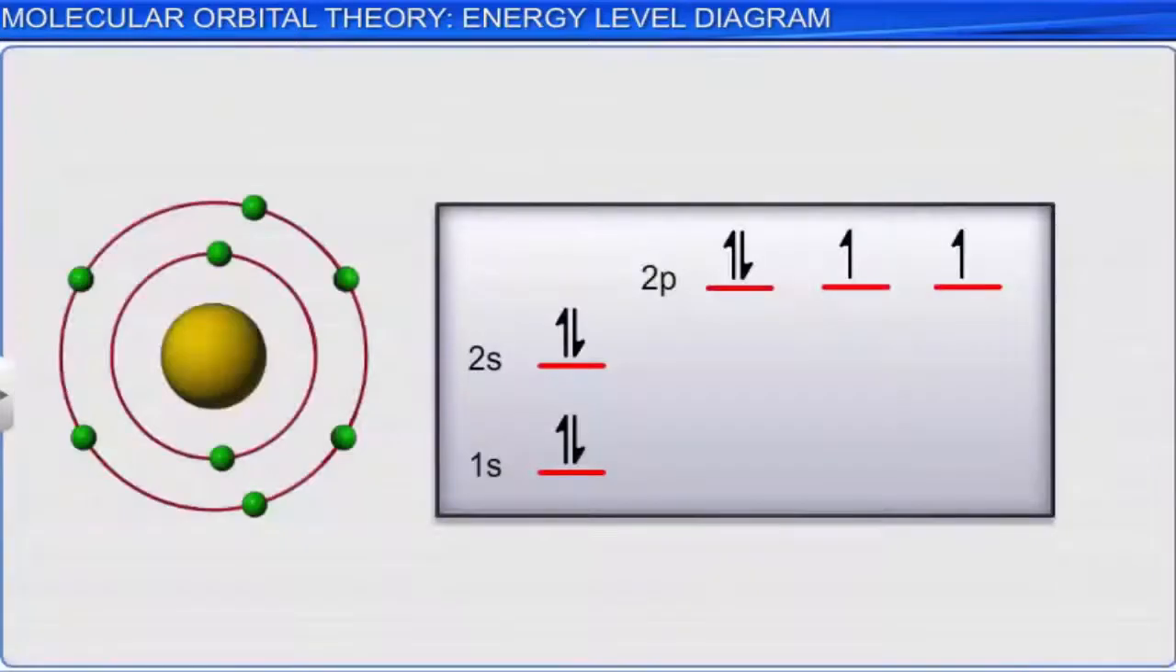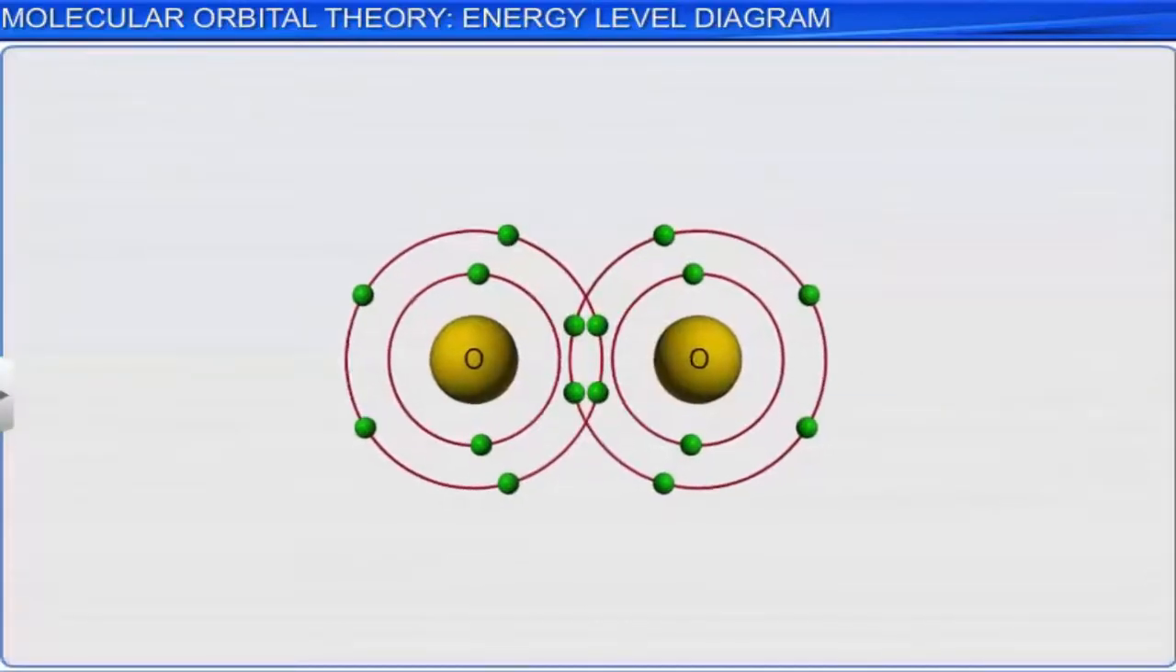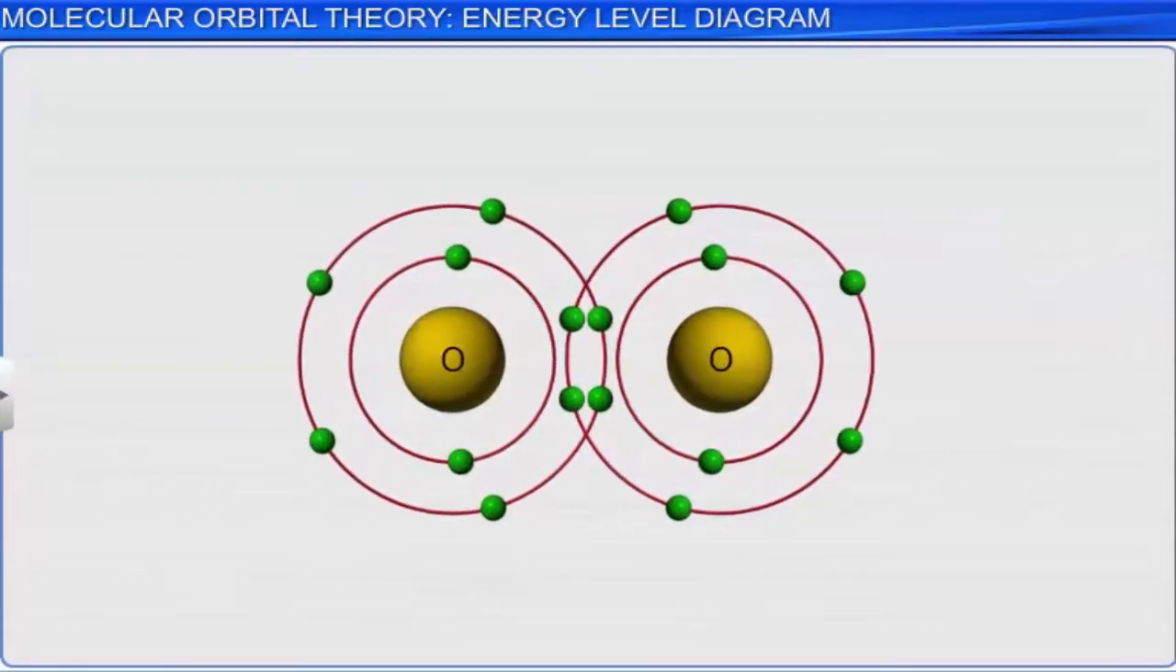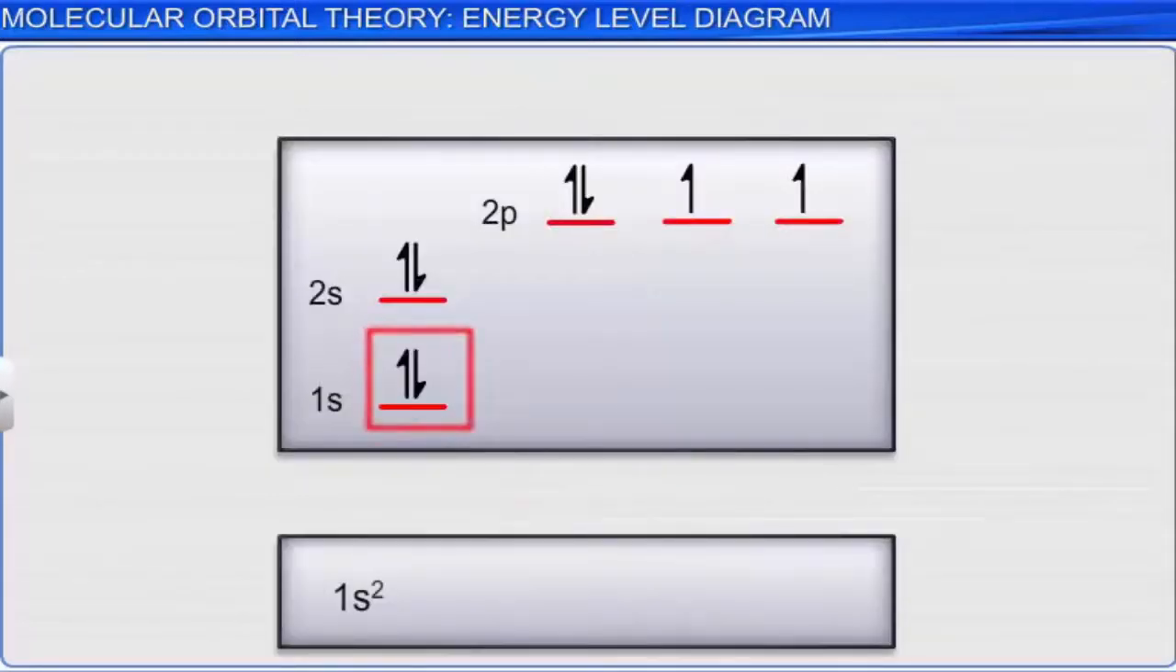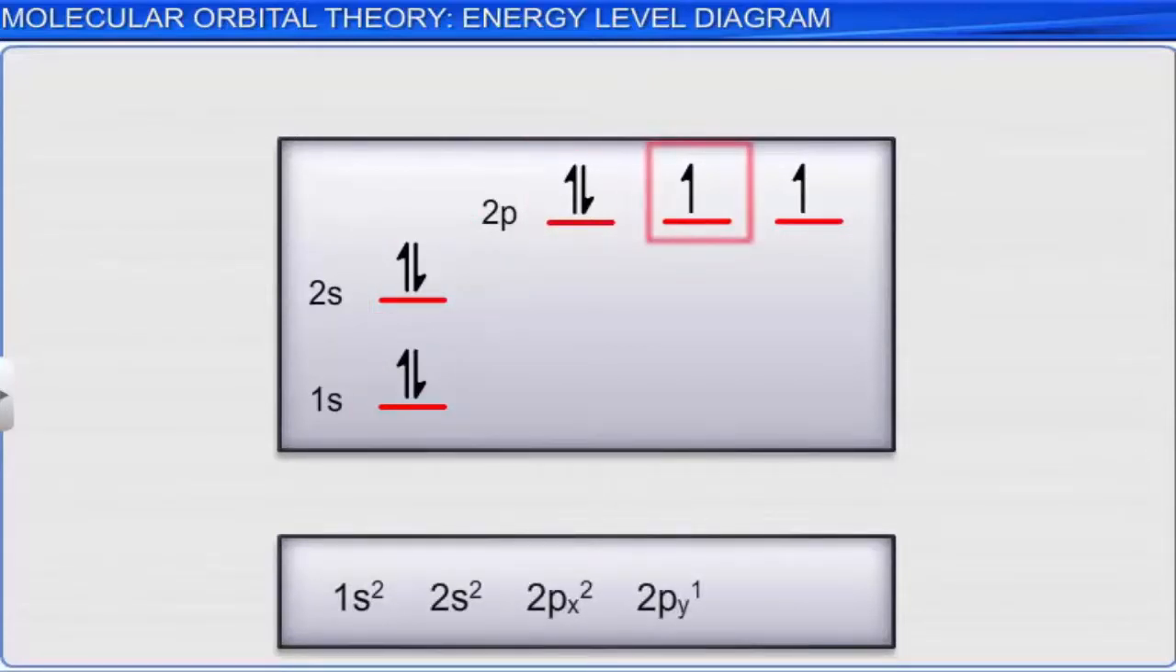For molecules formed by atoms containing more than two electrons, we will only consider the molecular orbitals formed by their valence shell and not the ones formed by their core orbitals to understand their stability. Now let's study the molecular orbitals formed in an oxygen diatomic molecule. Oxygen has the atomic configuration 1s², 2s², 2px², 2py¹, 2pz¹.